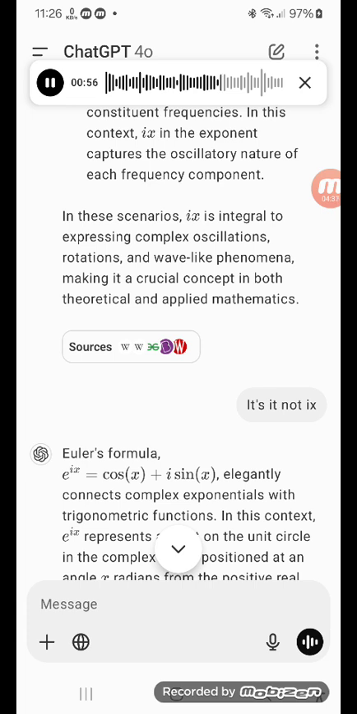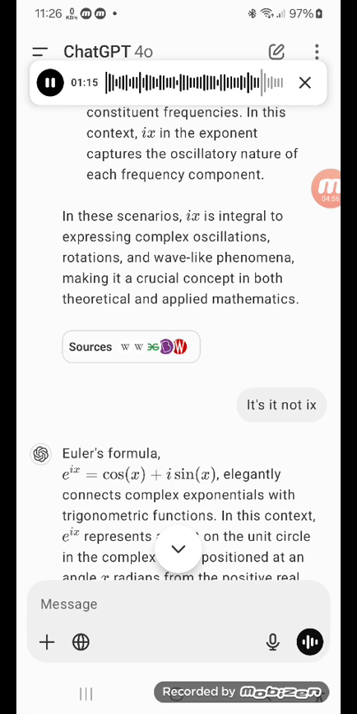Fourier transforms. The Fourier transform, a tool for analyzing functions in terms of their frequency components, utilizes e^(ix) to decompose signals into their constituent frequencies. In this context, the exponent captures the oscillatory nature of each frequency component.